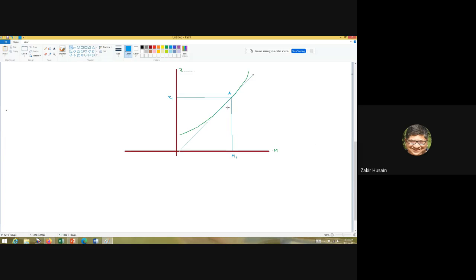Okay, this is e, this is b. I've drawn a tangent over here at point e. Okay. Now what is income elasticity of demand?